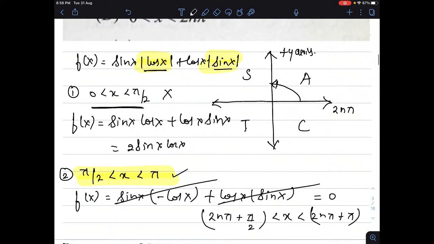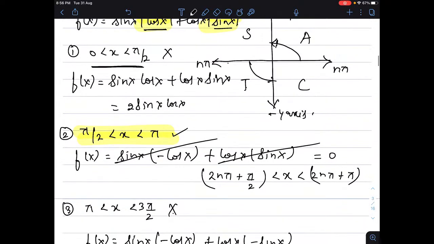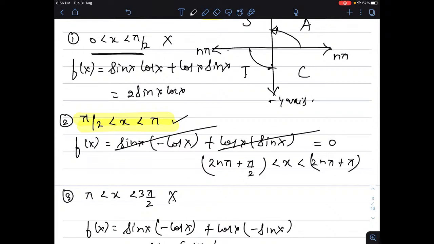Guys, one more way we may do. This is the x-axis we are having. So don't write it like 2n pi, just write it as n pi over here. Because n pi plus pi by 2 will be moving onto the negative y-axis, and the negative y-axis too, the positive x-axis is also part of our solution.